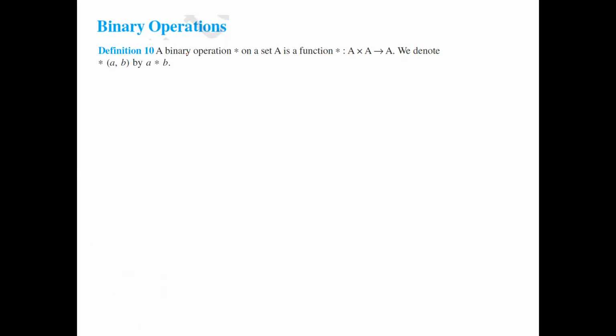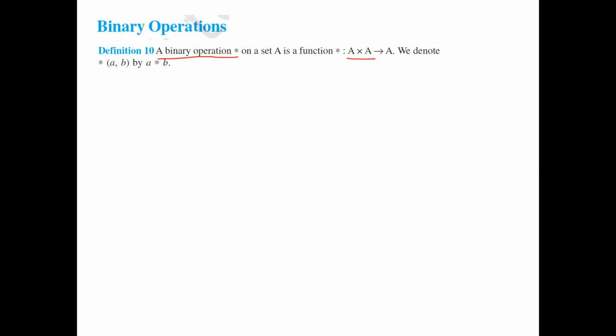What is a binary operation? A binary operation star on the set A is a function. What is your star? Star is a binary operation, which means any operation, maybe addition, subtraction, multiplication, division, or any other. It is based on the problem. While solving the example, I'll explain briefly. Now, star is a binary operation. Here, A cross A implies A. We denote star of A comma B by A star B.